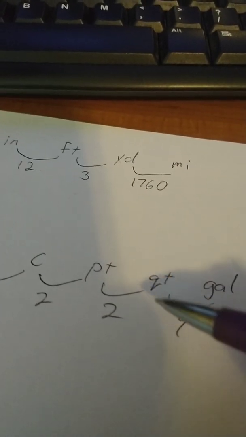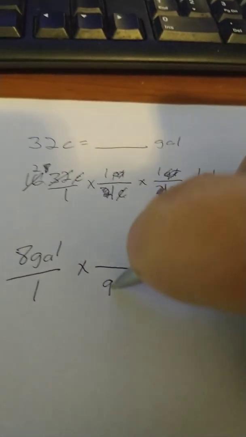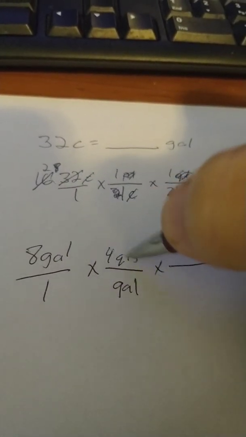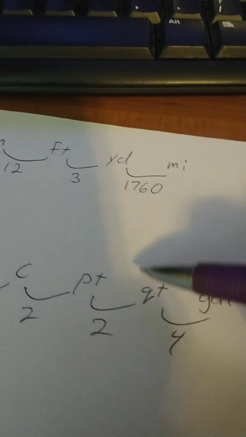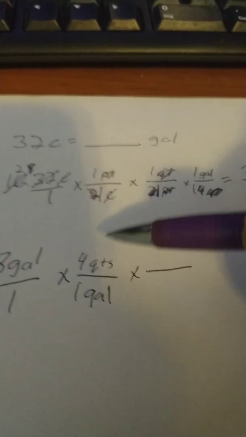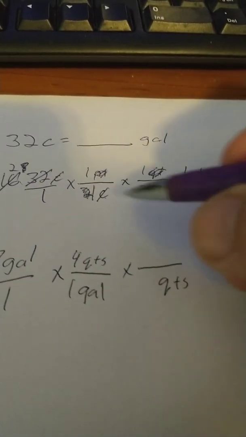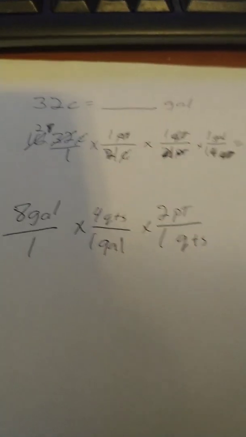My first jump, it's going to be 4. There are 4 quarts in 1 gallon. Okay, I got gallon up there, so I want gallon down below. 4 quarts, 1 gallon. All right. My second jump, I'm going quarts to pints. There's 2 pints in 1 quart. Since I have quarts there, I want quarts down here. 2 pints and 1 quart. And that is how I set the problem up.